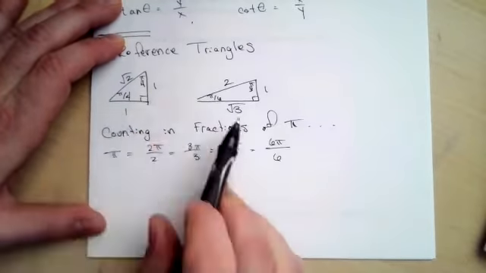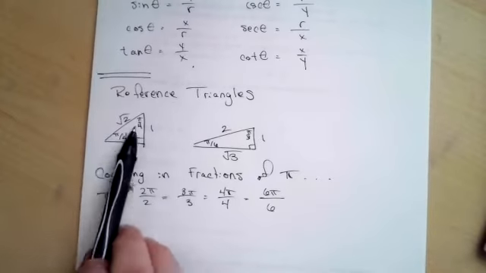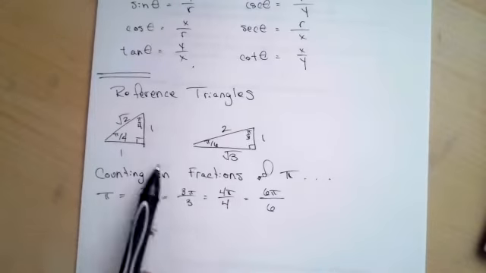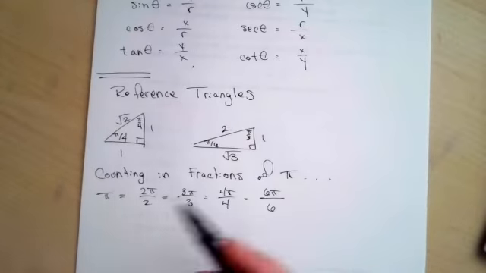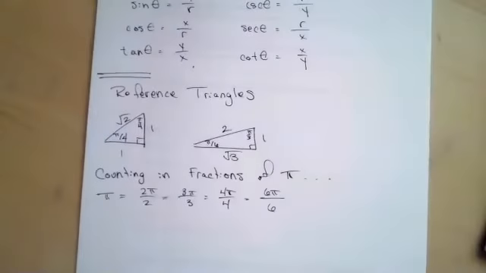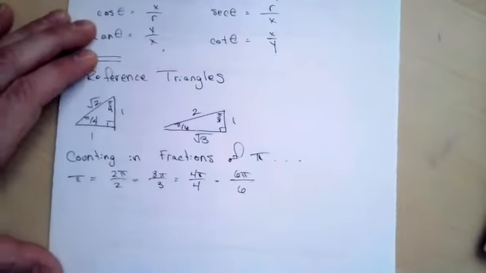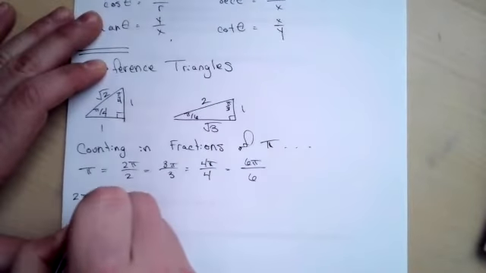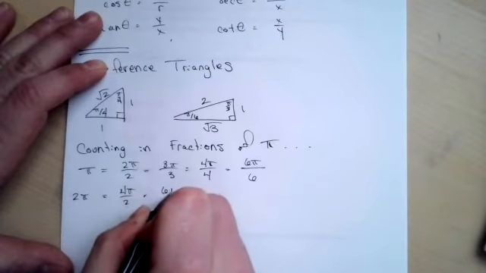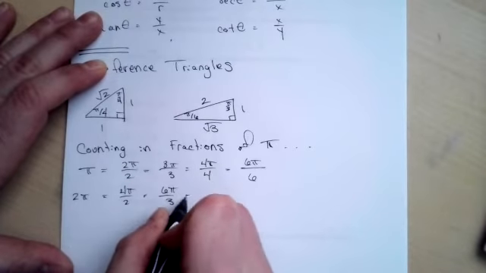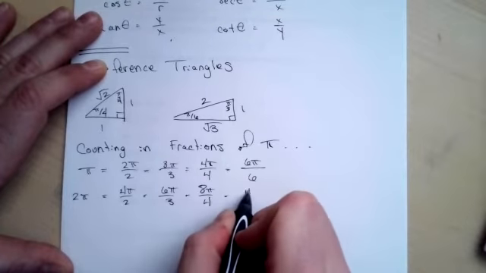Given our reference triangles, these are angles that we can compute by hand. So anything with a denominator of 3, 6, 4, or 2, or 1, we can evaluate our trig functions on by hand. So generically, this is a pretty easy statement. We can do the same thing with 2 pi. So 2 pi is 4 pi over 2, 6 pi over 3, 8 pi over 4, and 12 pi over 6.